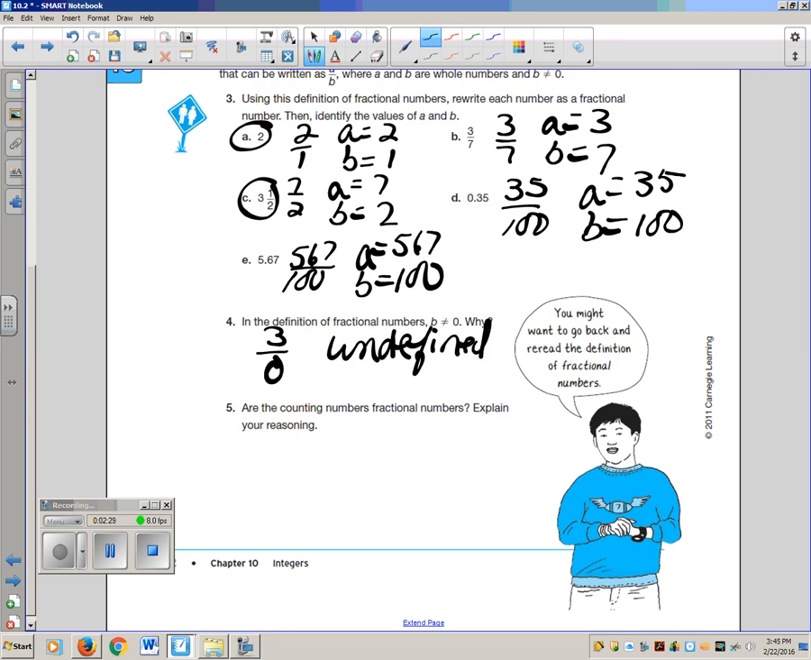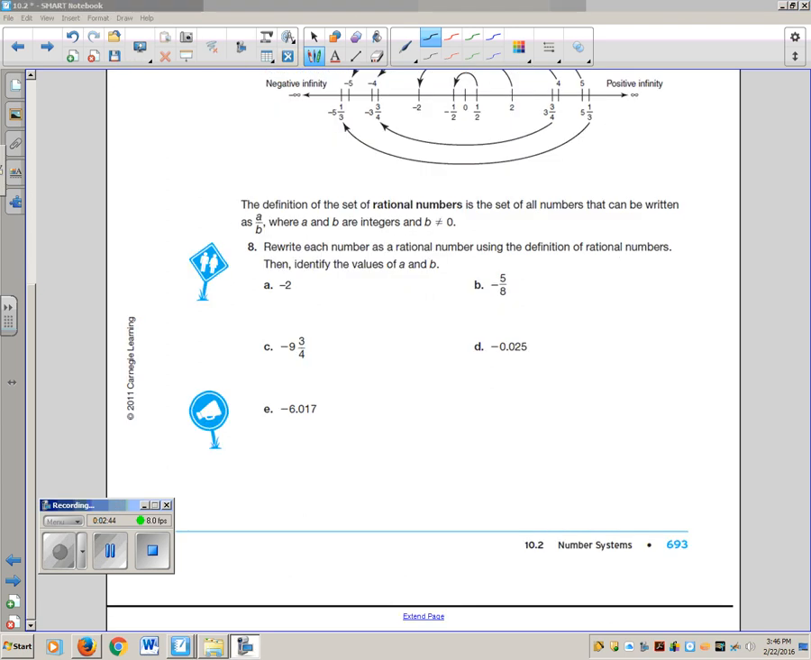Are counting numbers fractional numbers? Yes, because I can write any whole number, remember, we did this in class, as 1 over 1, 2 over 1, 3 over 1. They are all fractional numbers.